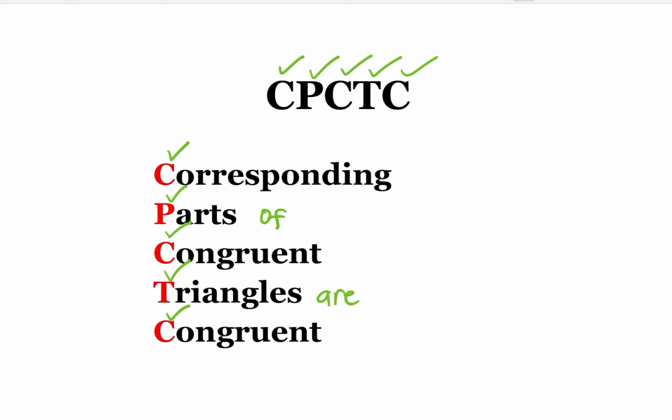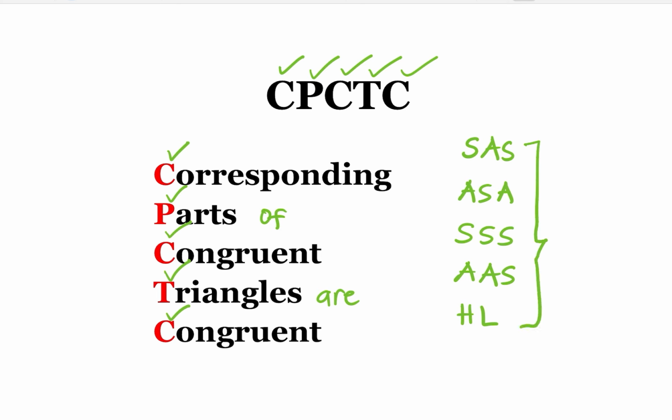We will be able to use this only when we have proven that the two triangles are congruent using the triangle congruence theorems. And what are these? So we have SAS, which means side, angle, side, ASA, which means angle, side, angle, SSS, which means side, side, side, AAS, which means angle, angle, side, and the last one is HL, which means hypotenuse leg theorem.